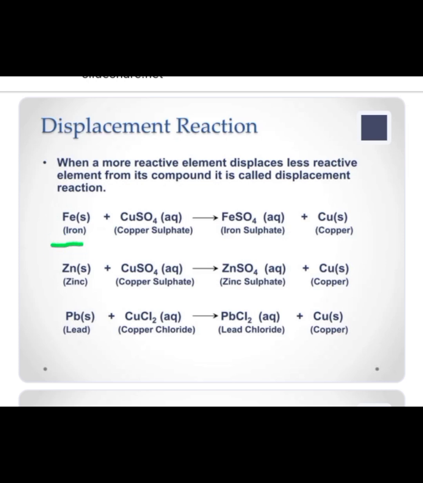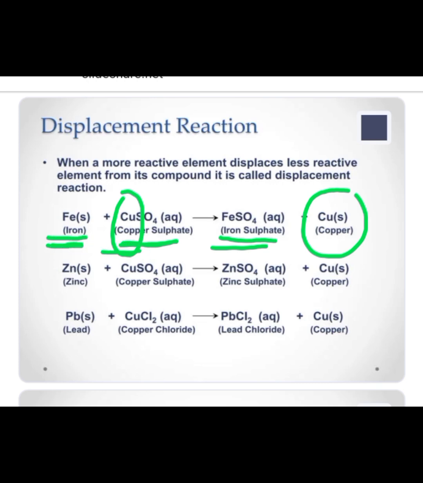So this is iron combining with copper sulfate. If iron reacts with copper sulfate, there is formation of ferrous sulfate with the liberation of copper. Here the displacement of copper by iron is taking place. So the more reactive metal is iron compared to copper. So the iron displaces copper in this reaction. So this reaction is a displacement reaction.